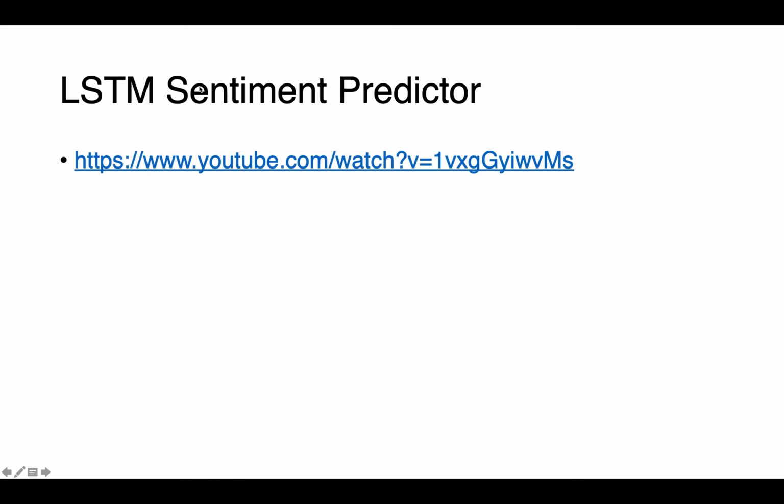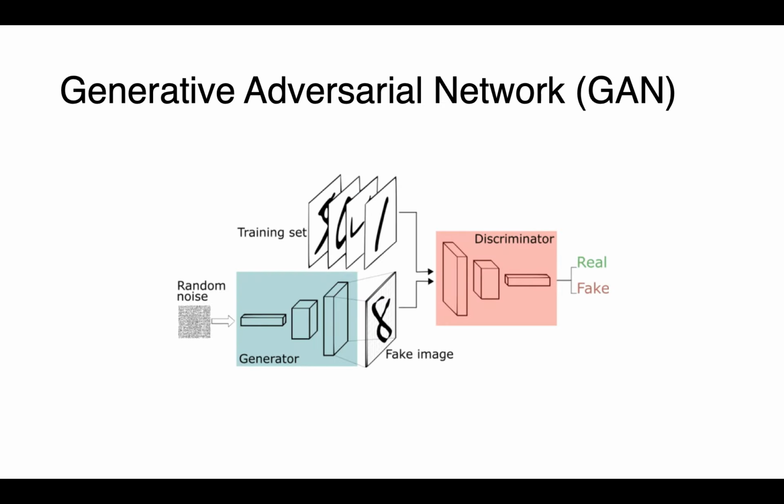So here you have a sentiment predictor. It can recognize the sentiment information from text. And there is also the generative adversarial network. Again, this is a very important model.